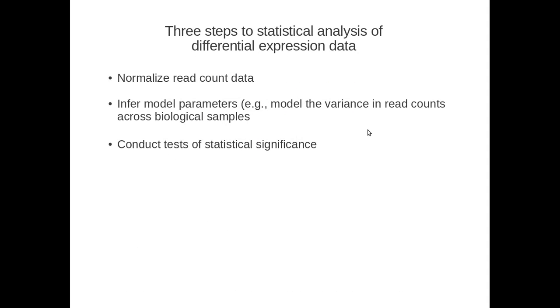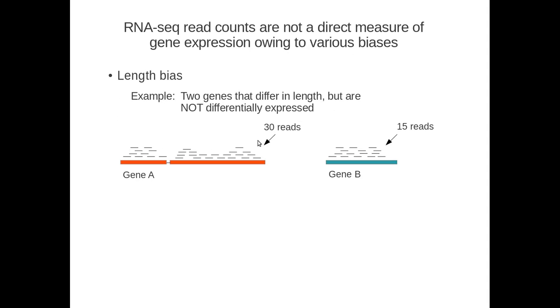So there's essentially 3 steps to conducting statistical tests in RNA-seq data. We have to normalize the read count data. We have to infer model parameters, where we need to estimate the variances in read counts across the samples. And then we have to conduct the statistical tests of significance. So we'll be going through these in some detail in the next 20 to 30 minutes or so. I'd like to begin just by illustrating the point of why we have to normalize the data.